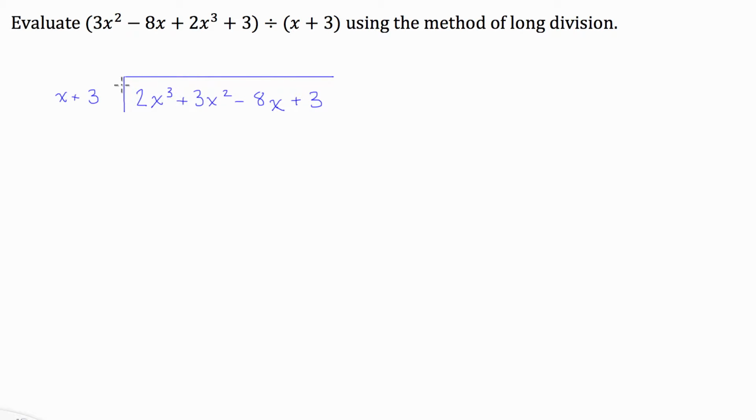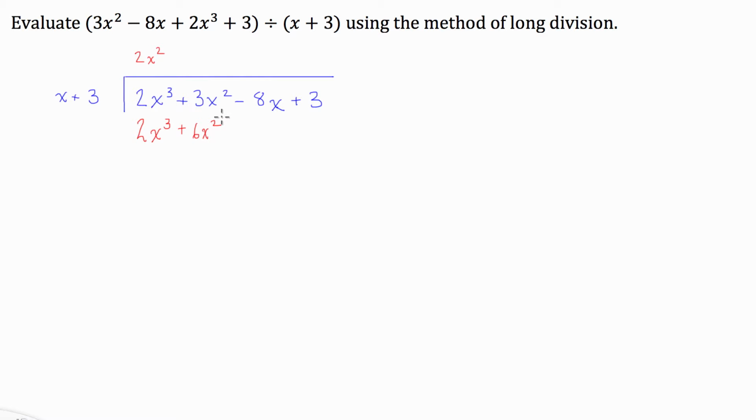The first step is we're going to divide the first number here, so 2x cubed, by the first number in our divisor, so x. So 2x cubed divided by x is equal to 2x squared. Then we times 2x squared by x, and we get back what we just divided, 2x cubed. We then times 2x squared by 3, and 2x squared times 3 is 6x squared.